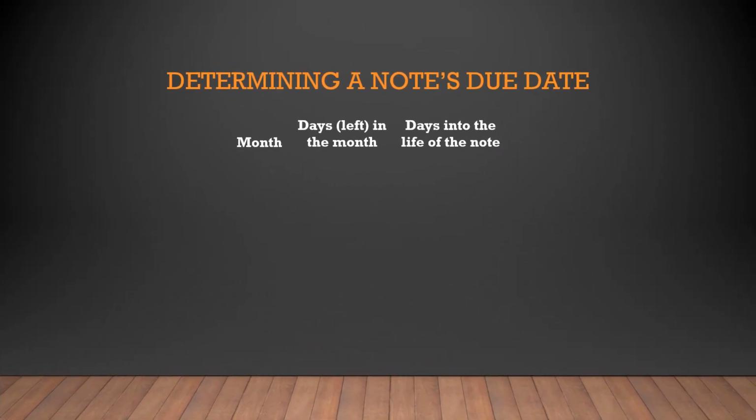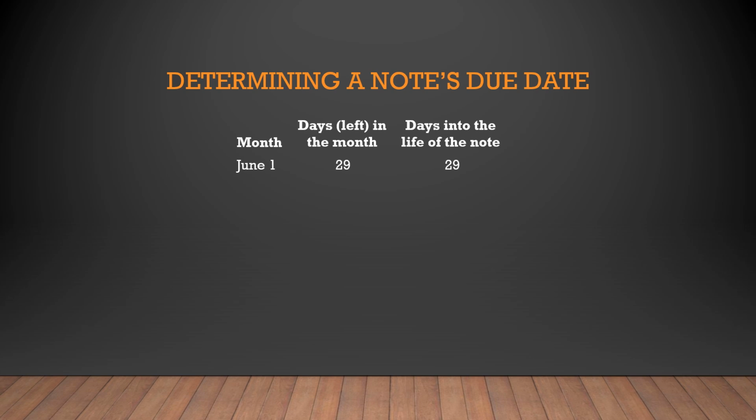When dealing with notes, you'll probably be asked to determine the due date. The following process is very effective. The previous 90-day note was signed on June 1st. June has 30 days in it, so this note will last for the remaining 29 days of the month. We're 29 days into the life of this note.